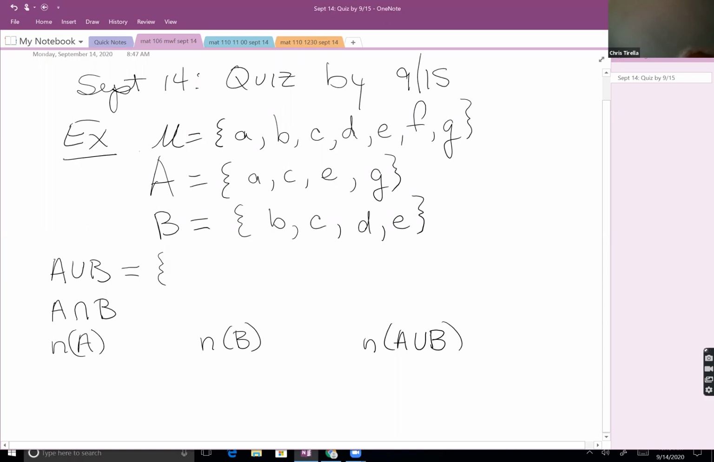The union was it where they overlapped or was it everything all together? Everything all together. So for A union B, we want everything from A: A, C, E, G, and then we want to add in everything from B, which would be B. Oh wait, C's in there already. D. E's in there already.